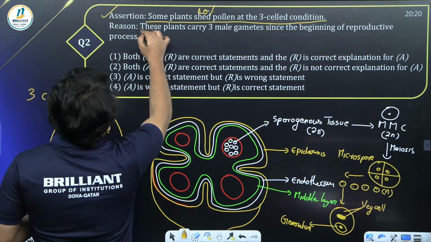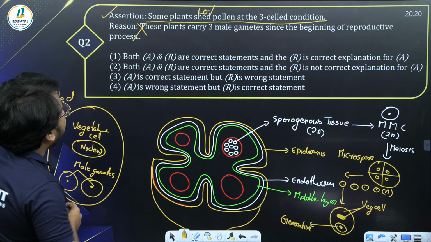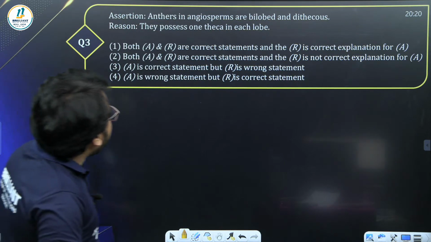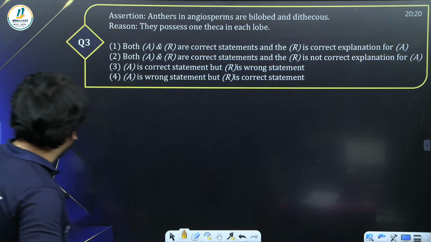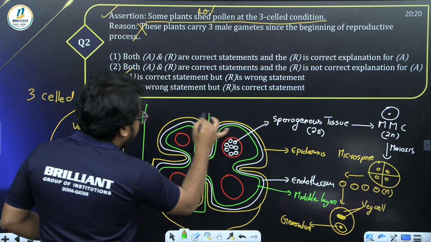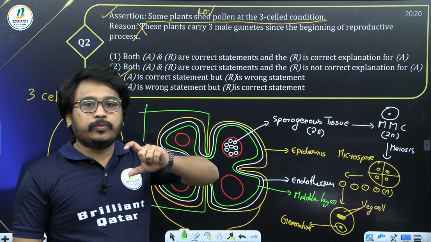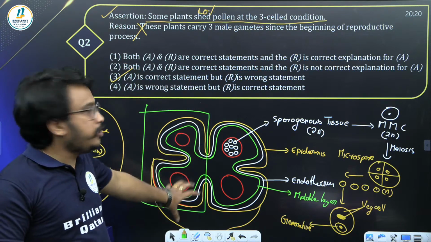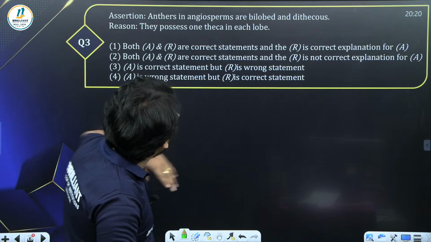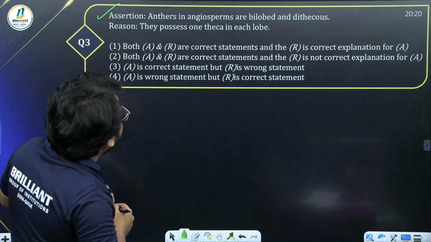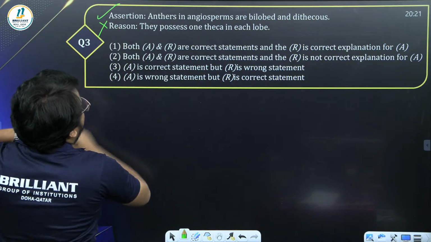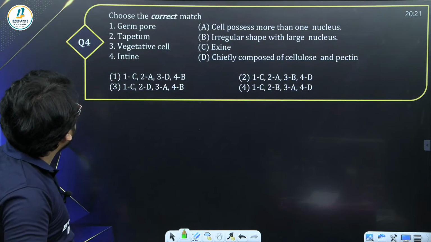Here the reason is actually wrong and the assertion is correct. Now next question. Anthers in angiosperms are bilobed and diathecous. So it is bilobed. 2 lobes are coming in the angiosperms, and each lobe will have 2 pollen sacs. So it is diathecous. That is correct. They possess one theca in each lobe. That is wrong. It has two theca in each lobe. So here the assertion is correct and the reason is wrong.